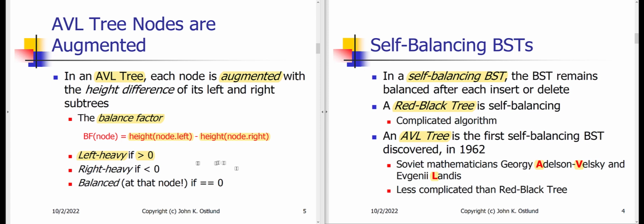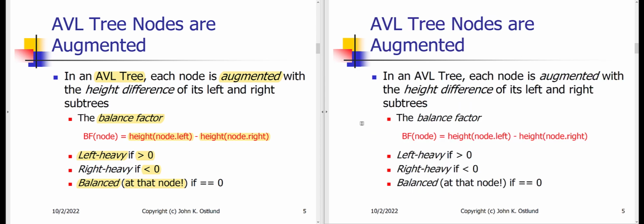On the other hand, if the balance factor is negative, it's a right-heavy tree. And if the balance factors are the same, then we might say that they're balanced, but only at that particular node. We compute a balance factor for each particular node, using this formula.